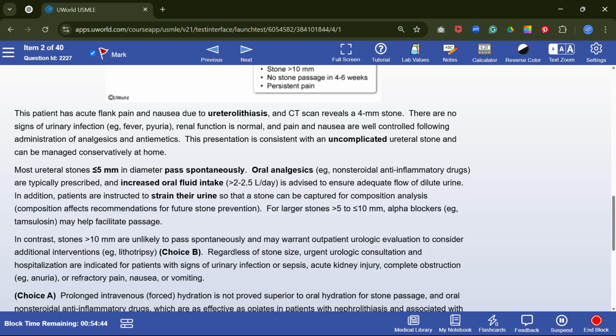For larger stones, more than 5 to less than 10 millimeter, the alpha blocker tamsulosin may help facilitate passage.